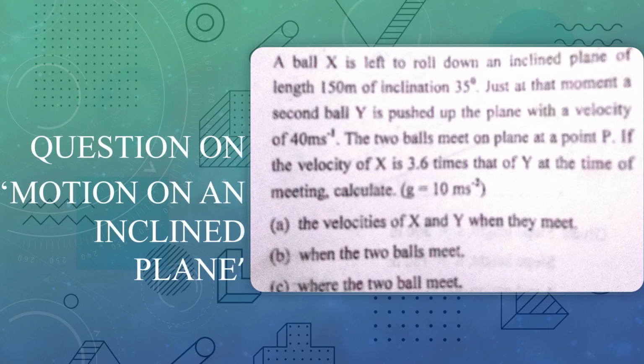A ball X is left to roll down an inclined plane of length 150 meters, of inclination 35 degrees. Just at that moment, a second ball Y is pushed up the plane with a velocity of 40 meters per second. The two balls meet on the plane at a point P. If the velocity of X is 3.6 times that of Y at the time of meeting, calculate A, the velocity of X and Y when they meet, and B, where the two balls meet.